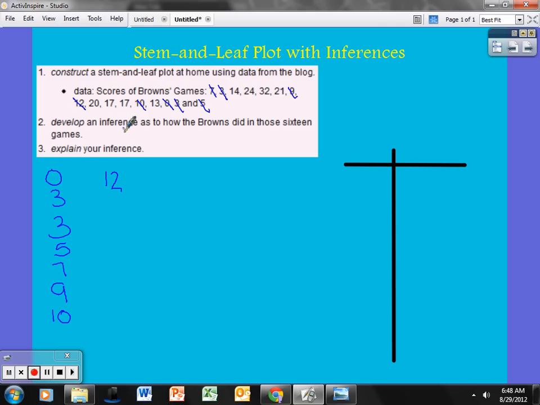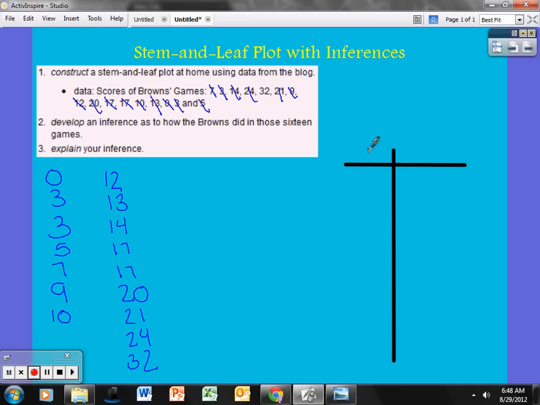Notice how I'm crossing off the numbers as I go. I have a 13. I have a 14. Any 15s or 16s? No, but I do have 2 17s. Let's see, any 18s or 19s? No, I do have a 20 though. Okay, I have a 21, a 24, and a 32. So, 21, 24, and 32. Now, my data is organized from least to greatest.